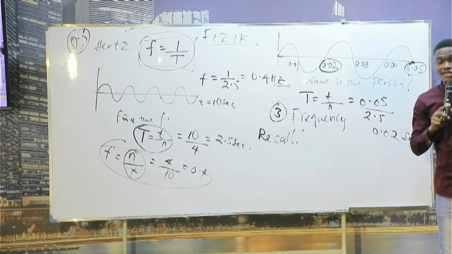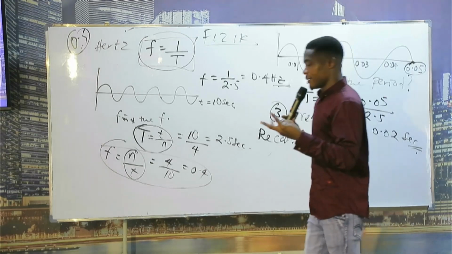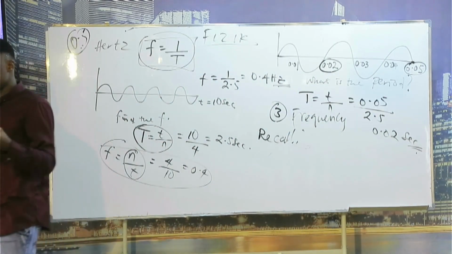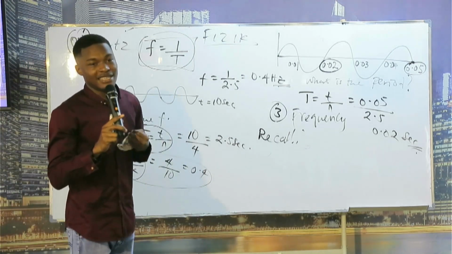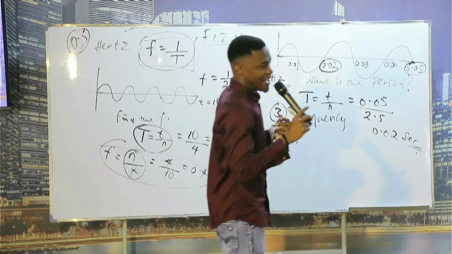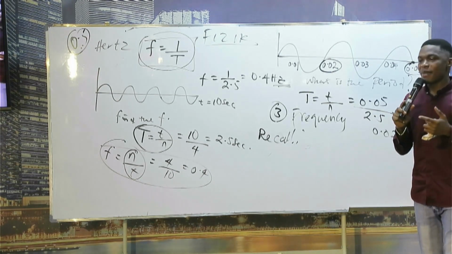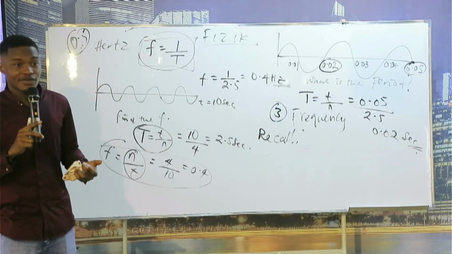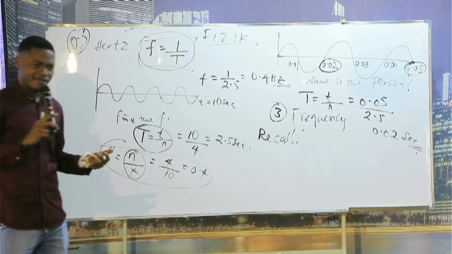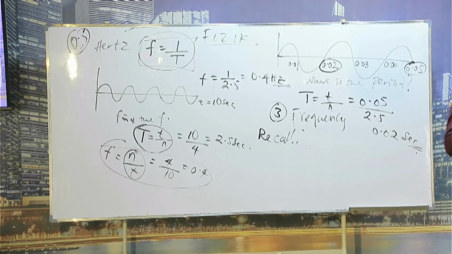In JAM, you have 180 questions: 40 from biology, 40 from chemistry, 40 from physics, and 60 from English. You have 180 questions to solve in 2 hours, and 2 hours is 120 minutes. So if you divide 180 by 120, you get 1.5.